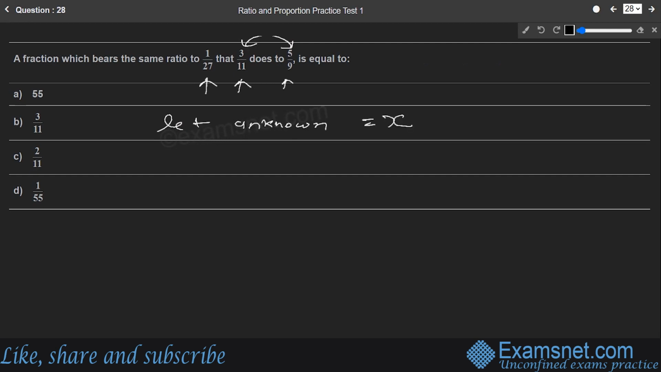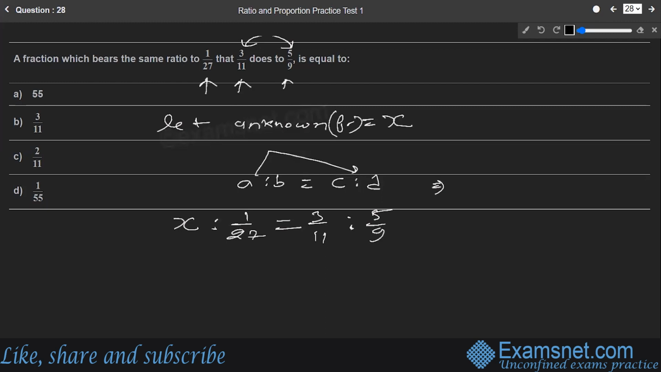So as per the language of the question, a fraction which bears, okay, unknown fraction, let's say the unknown fraction is x, the fraction which bears the same ratio to 1 by 27, that means x is to 1 by 27. This is how it can be related. It should be equal to the relation that 3 by 11 bears to 5 by 9. So this is the ultimate thing in the expression form with us. So we know whenever four numbers are related like that, a is to b is equal to c is to d, the formula is the product of outer terms is equal to the product of inner terms. Outer terms are ad is equal to inner terms bc. So we can relate the numbers like this.